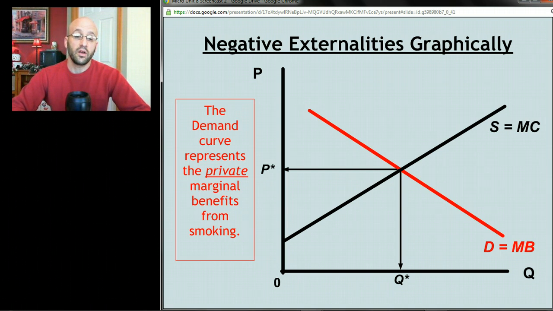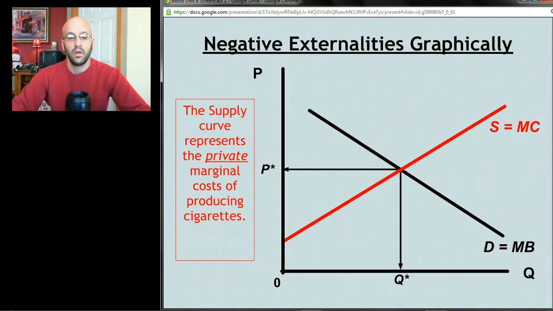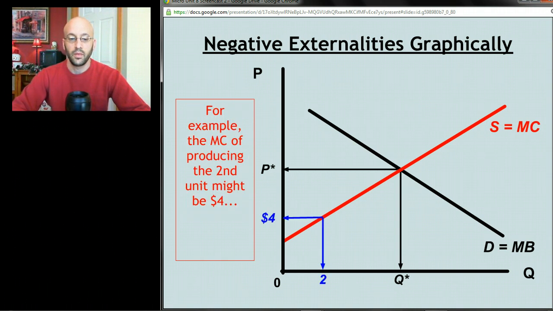Now remember, the demand curve represents the private marginal benefits from smoking. It's from the smoker's point of view. And the supply curve represents the private marginal costs of producing cigarettes. That supply curve and the costs involved are from the producer's point of view. Marlboro, R.J. Reynolds, the other cigarette companies. So for example, the marginal cost of producing the second pack of cigarettes might be $4.